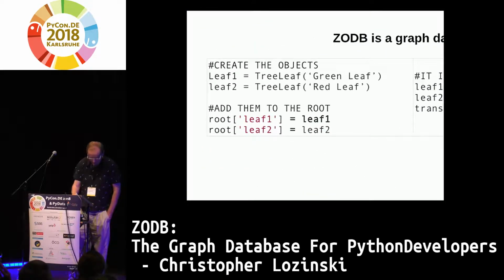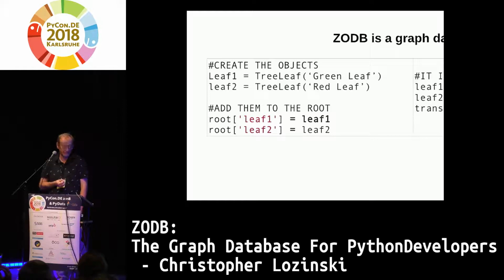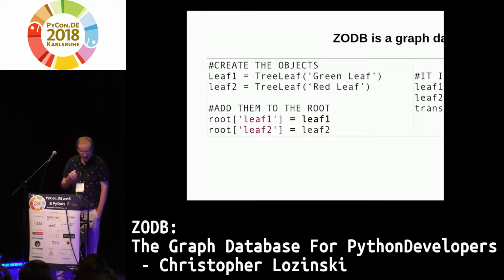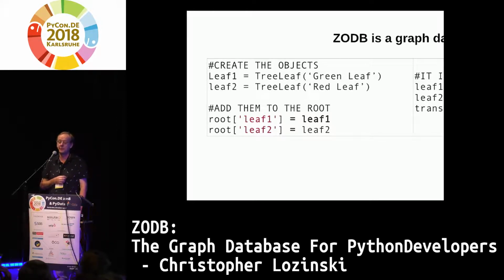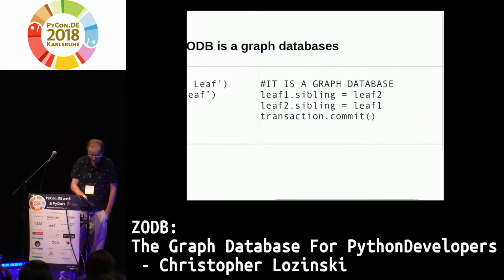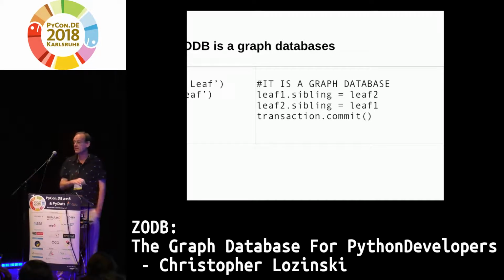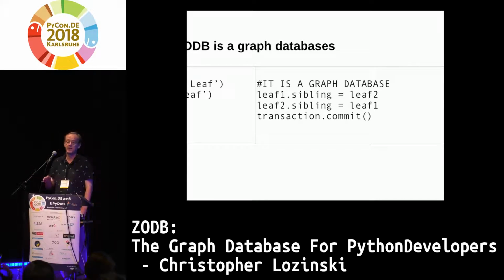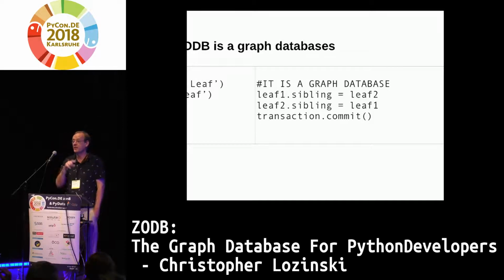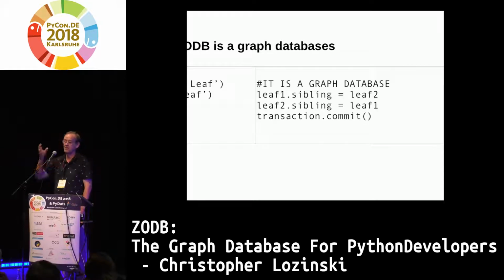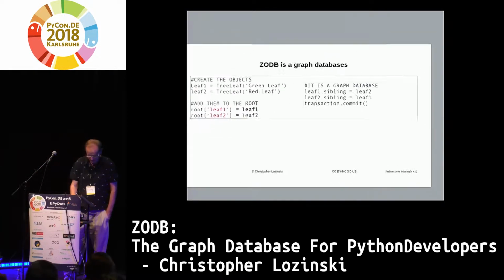And it really is a graph database. So here I have 2 examples. I add leaf 1 and leaf 2 to the root. But I'm actually going to turn it into a graph, so I'm going to say leaf1.sibling is leaf 2 and leaf2.sibling is leaf 1. I do transaction.commit, it all works. This is a really simple example with 3 nodes, but you can do a million nodes, a branch away across the tree, you do it, it all just works. It's magic.